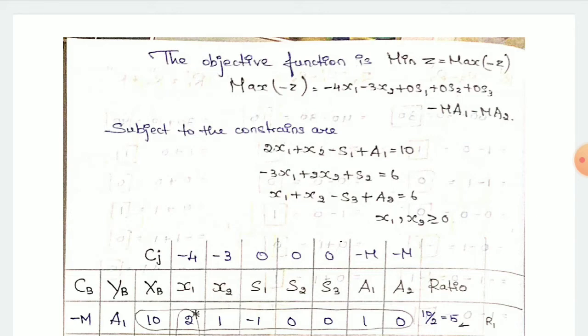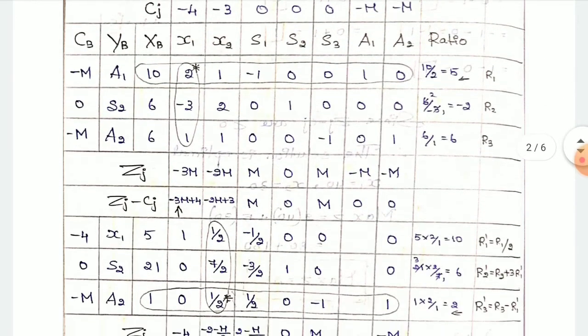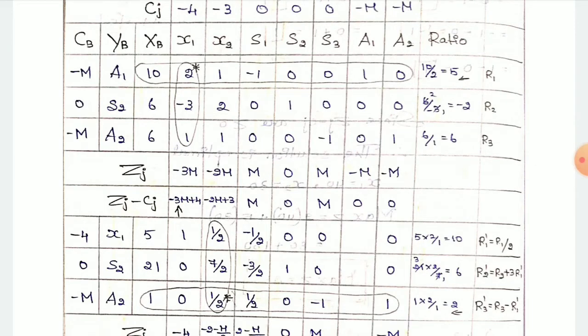Now we have to come to the tabular form. So first we have to come to the initial table. The same headings: CB, YB, XB, x1, x2, and the variables are x1, x2, and the slack variable and surplus variables are s1, s2, s3. Artificial variables are a1 and a2. So here we have to fill the YB column. The YB column always contains only the slack variables and artificial variables. So for the first constraint we have artificial variable a1. For the second constraint we have slack variable s2. For the third constraint we have artificial variable a2.